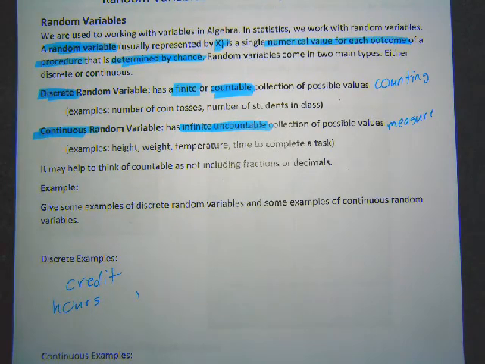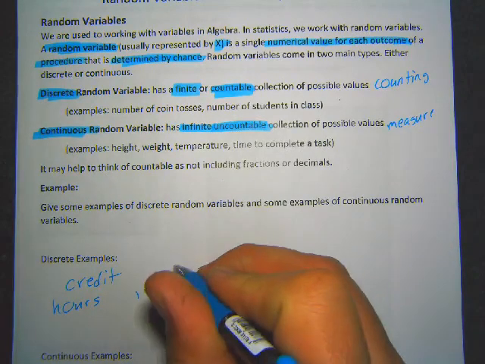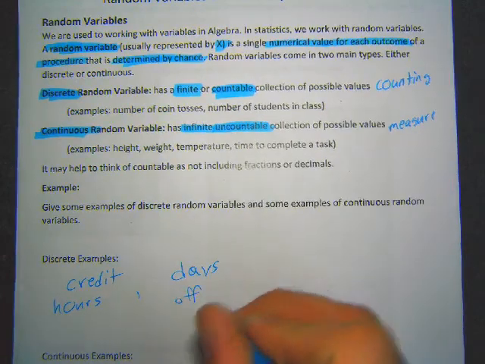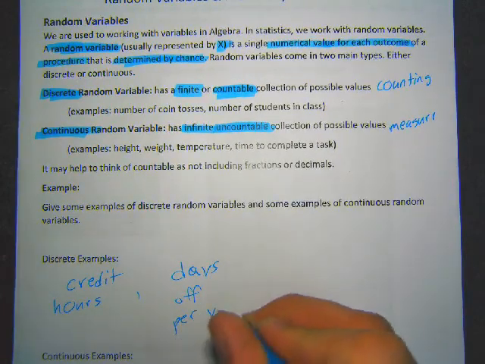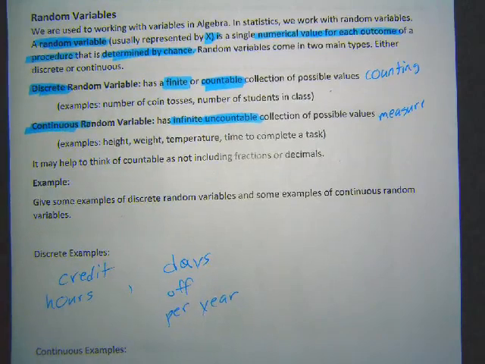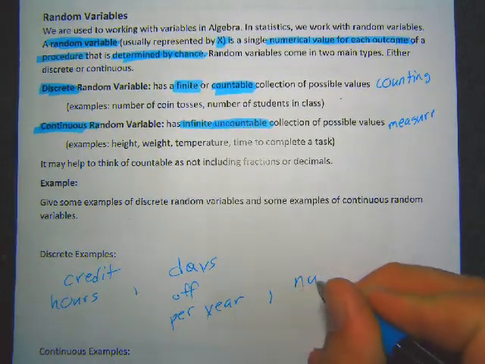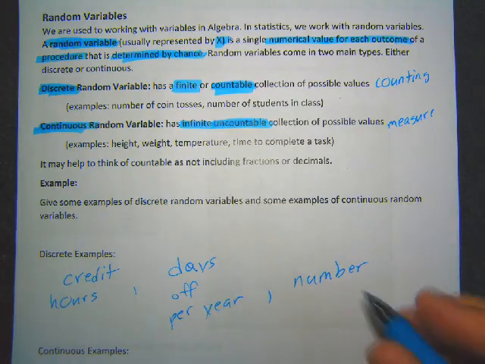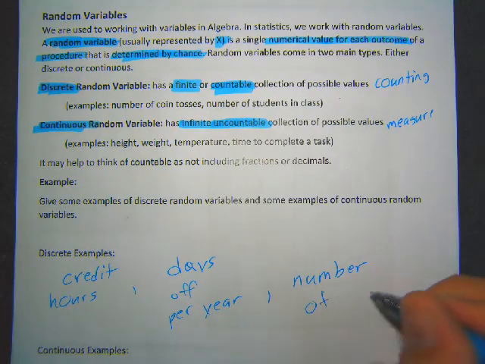You can count how many days off you get per year, because you're counting these. You know, these are things you're going to count. Number of pets, anything you can go out there and count. Not measure, but count. So these would typically be whole numbers, right? You're not going to have half pets.